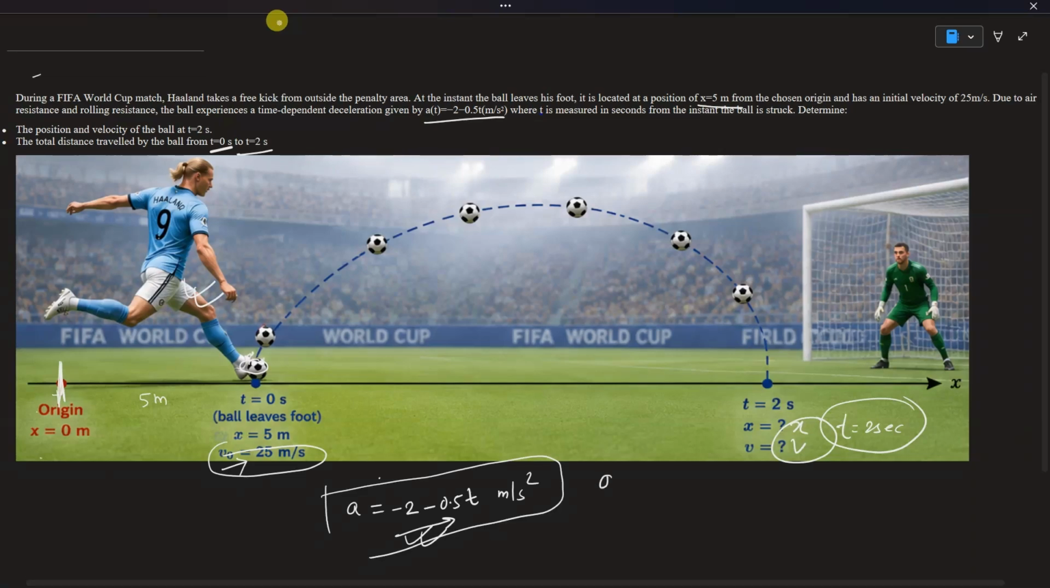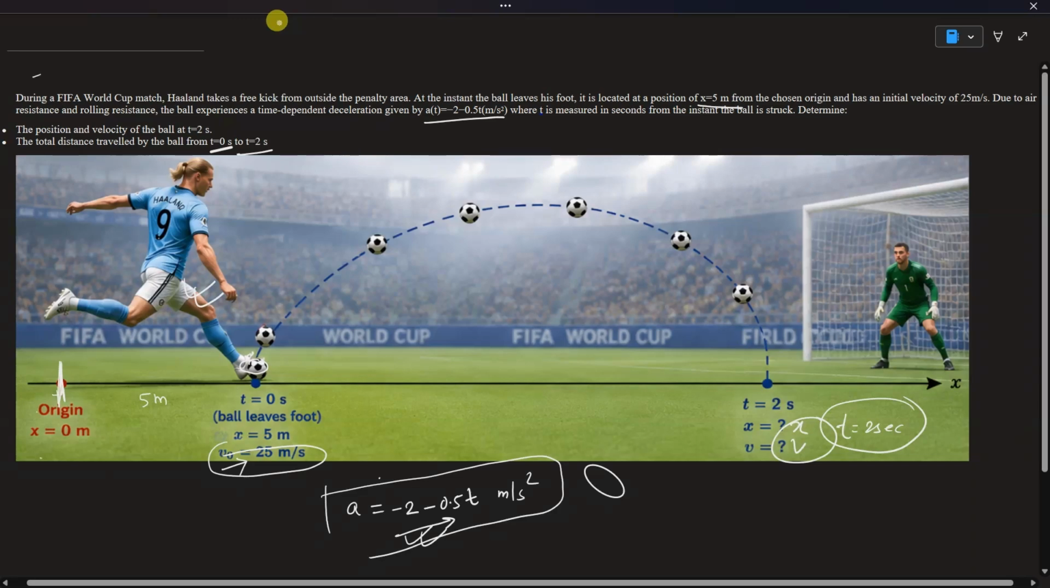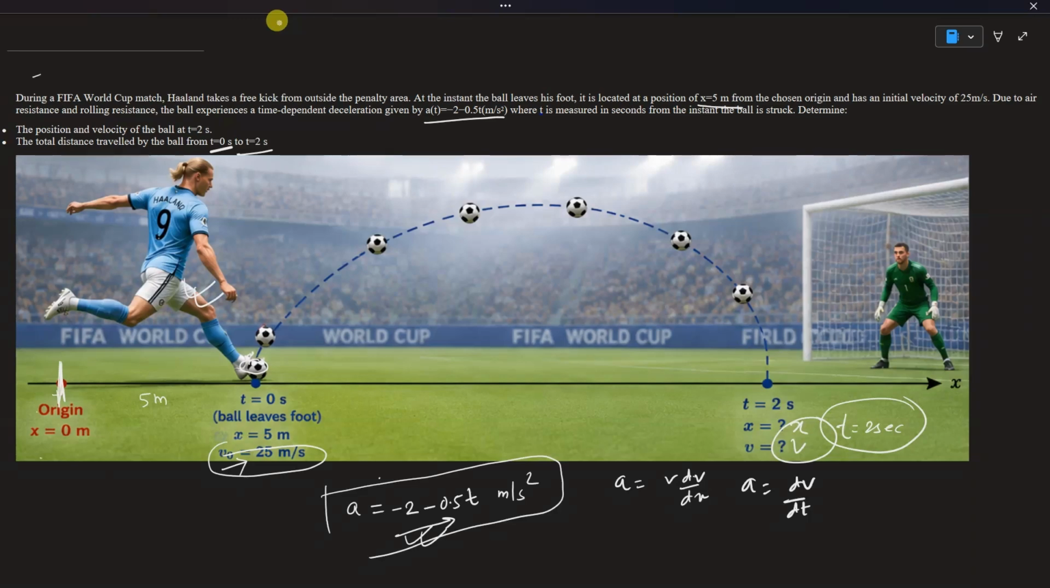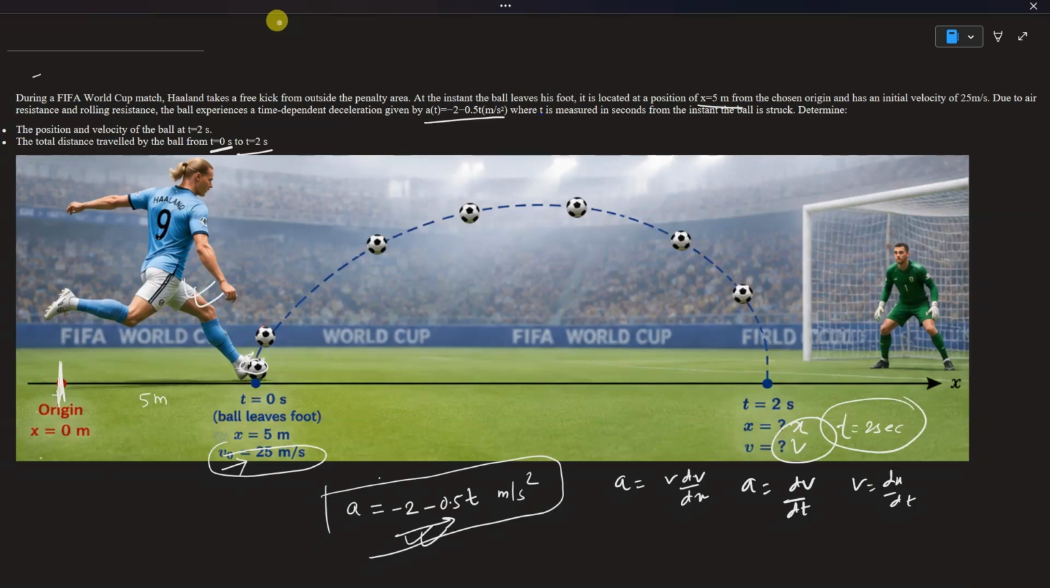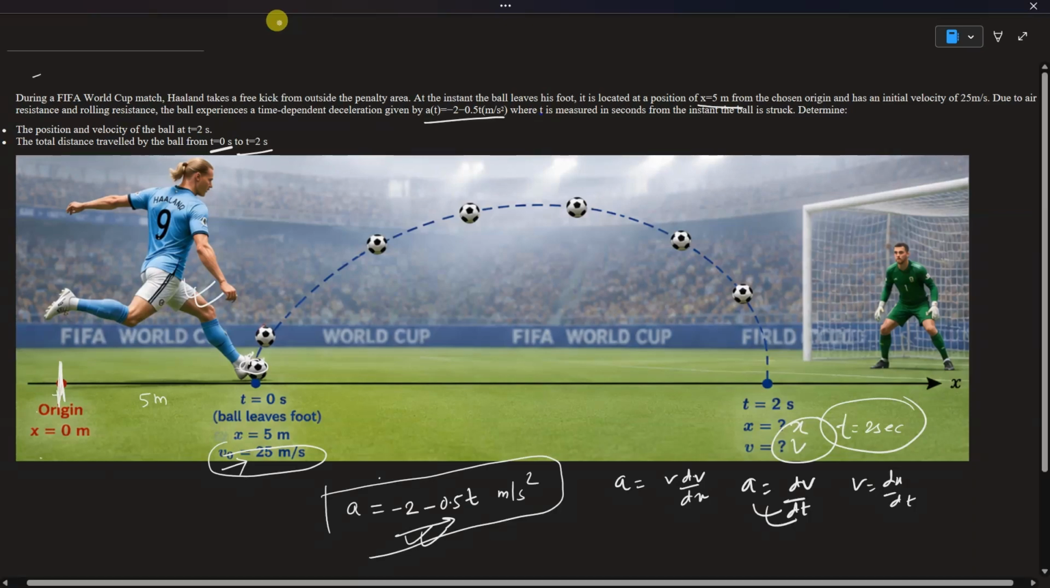So you have to know the equations of acceleration. Acceleration is given as a = v dv/dx, and acceleration is also given by dv/dt, and you know that v = dx/dt. So these are the available equations. Now you have to choose which equation you can use to solve the problem. So here you can use this equation.